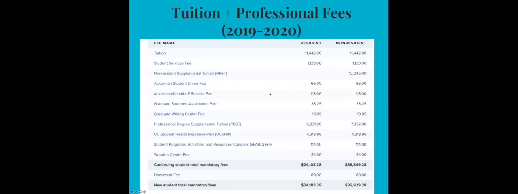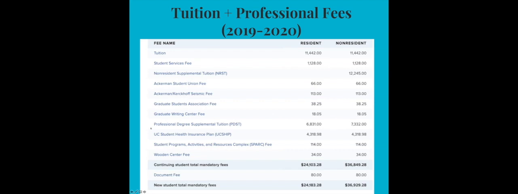Okay. So here is the tuition. Since we're a public school, it's going to vary, right? So you have your resident tuition versus your non-resident tuition, so California resident versus non-resident. You'll see the breakdown here. The biggest thing you'll see here, obviously, is the third line, the non-resident supplemental tuition. That accounts for the biggest discrepancy between the two amounts for the tuition.